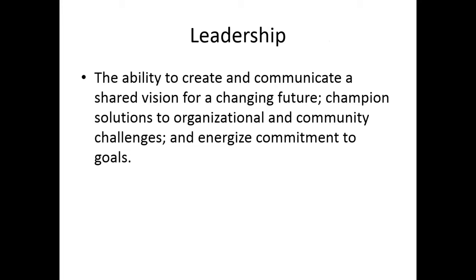The next is the leadership competency area, very important. I actually like this definition best, if I may be allowed to editorialize. I think this one is just really, really well done. And I wasn't even on this committee, but I love this. The ability to create and communicate a shared vision for a changing future. I really like that. Leaders also have to be able to champion solutions to organizational and community challenges and energize commitment to goals.